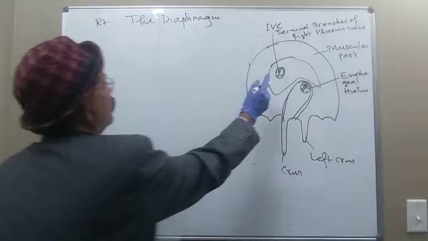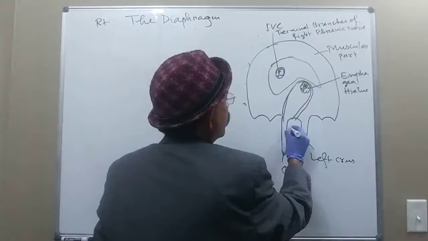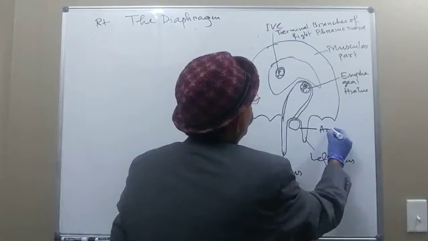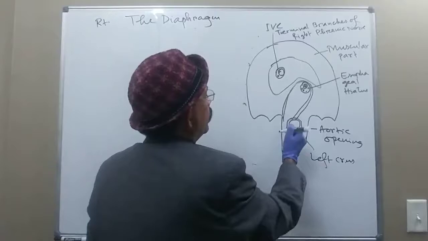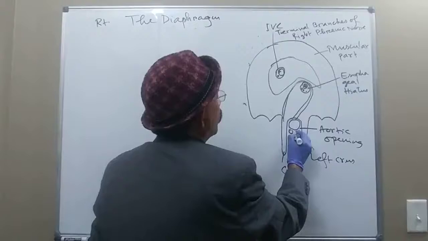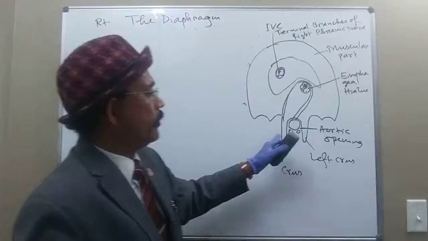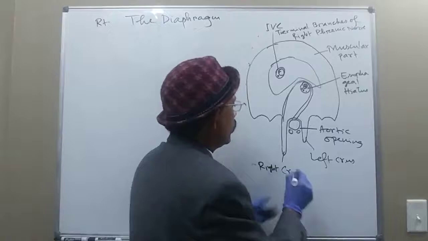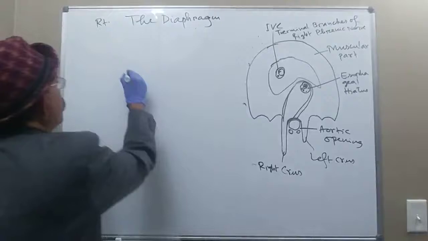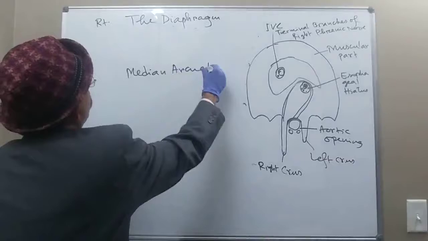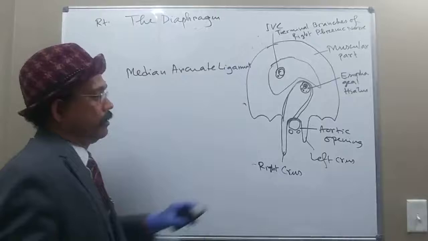Again, this is the vena cava opening. What is the aortic opening? Between the left crest and right crest is the aortic opening. It will also contain thoracic duct, azygos vein, maybe hemiazygos vein. Yeah, these are the contents. And this is surrounded by the right crest and left crest, and there is a tendinous connection between left crest and right crest, the median arcuate ligament. Okay, so we have another term, median arcuate ligament. What is that? It connects the right crest and left crest in front of the aorta.